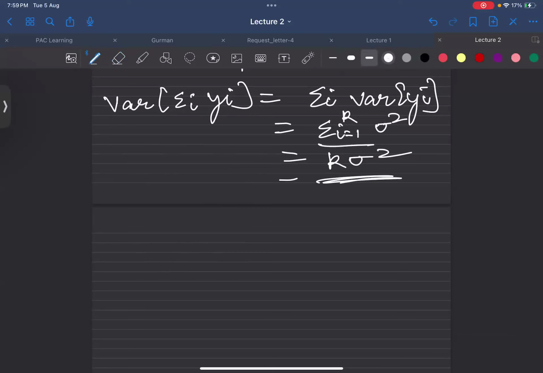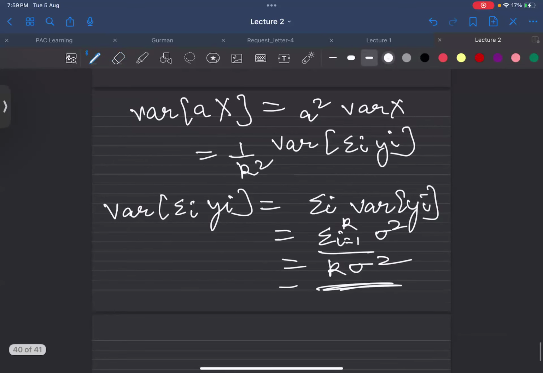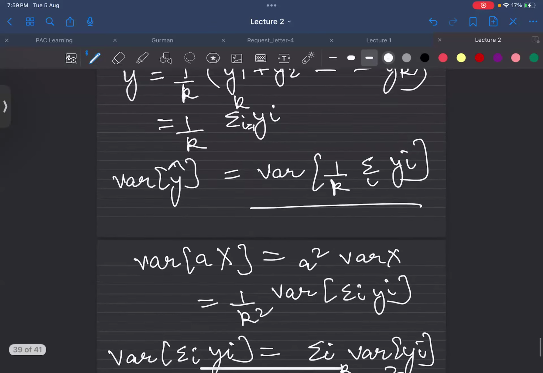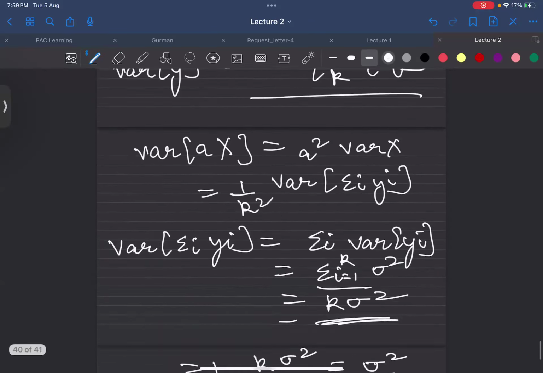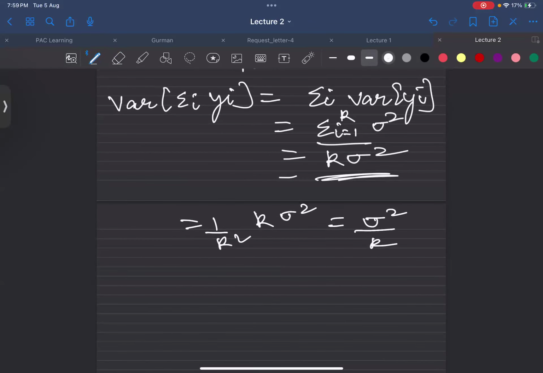Is it fine? So now substituting it back, 1 by K square into K sigma square. Is it sigma square by K? That is what the variance is. Fine. Go back to the last step. Any doubt? No, ma'am.